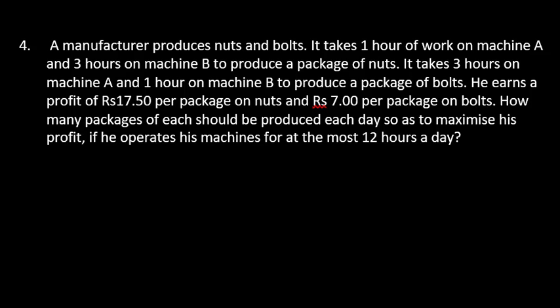So a manufacturer is producing two products, nut and bolt, and for producing nut and bolt he requires two types of machine, machine A and machine B. Their requirements on machine are given, their profit is given. We have to find how many packages of nut and how many packages of bolt the manufacturer will produce so that he has maximum profit.